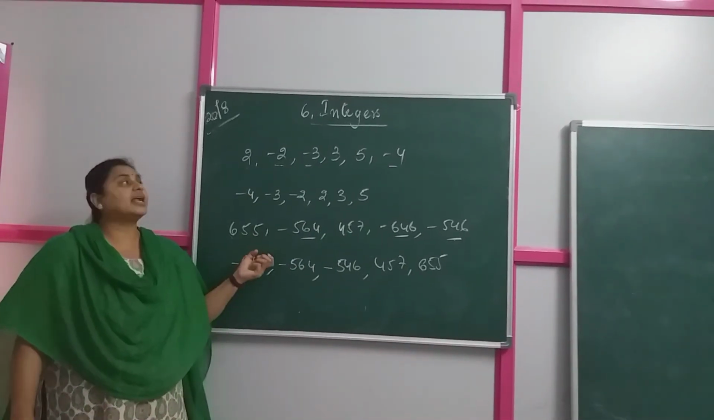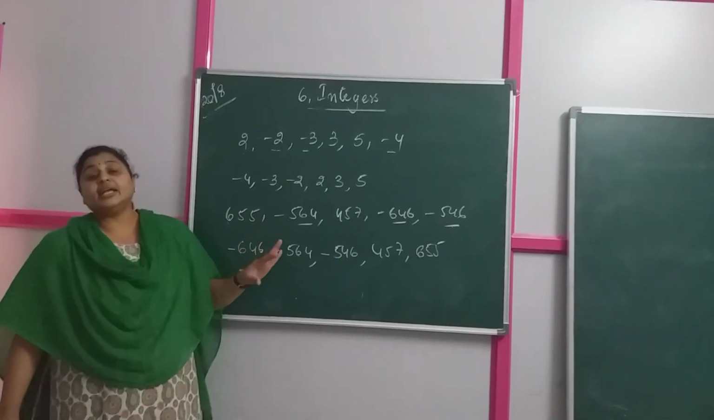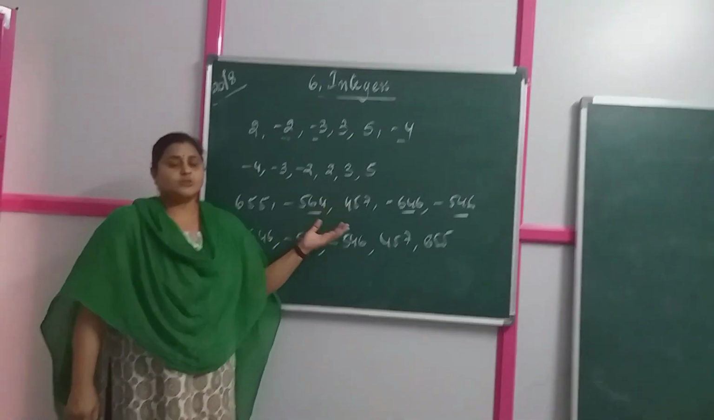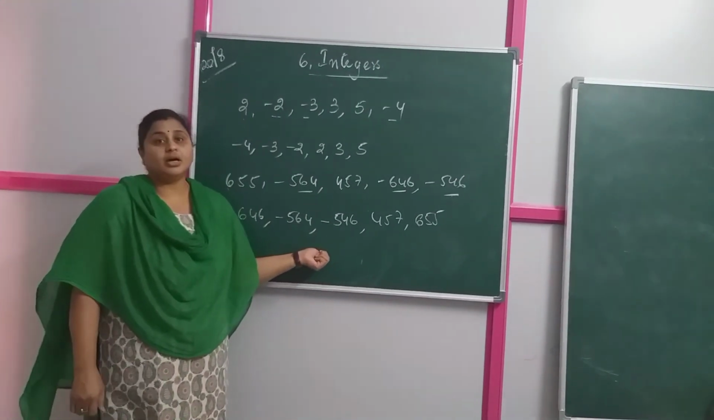This is how you will write the given integers in ascending or descending order. Ascending is smaller to bigger, descending is bigger to smaller. Hope you understood this, children. Okay, thank you.